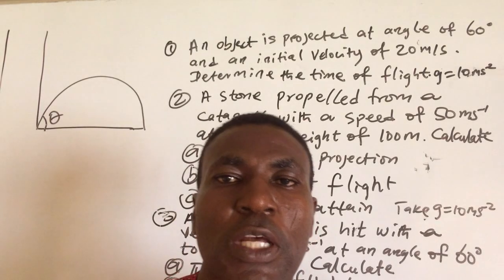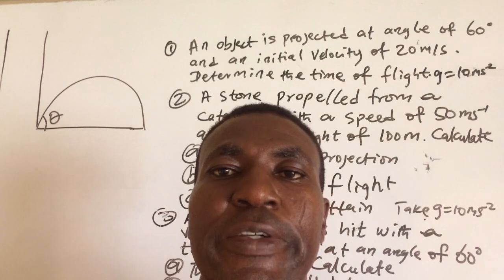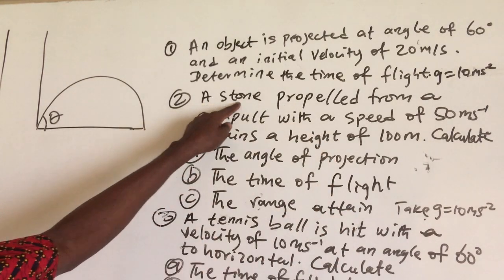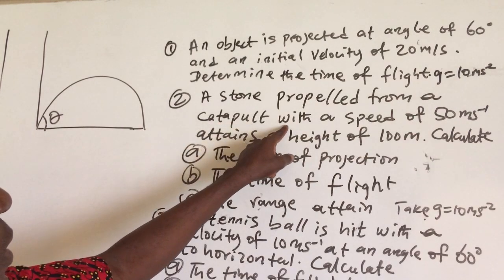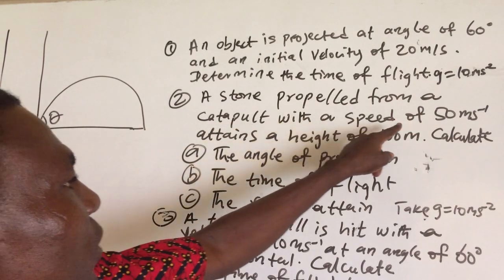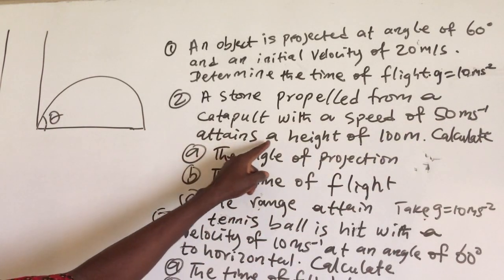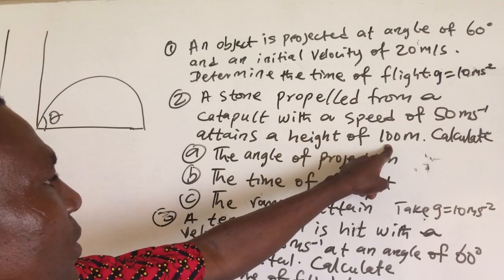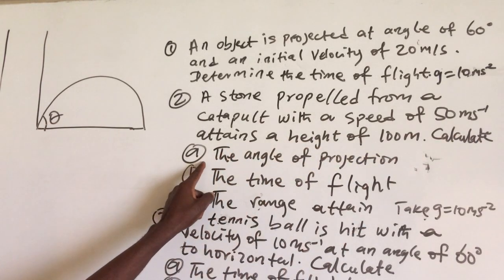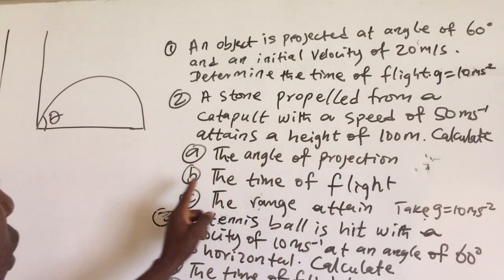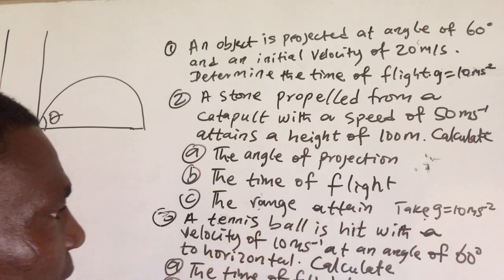This is the second question I am solving under projectile, okay? This second question says, a stone propelled from a catapult with a speed of 50 meters per second attains a height of 100 meters. Calculate A, the angle of projection, B, the time of flight, C, the range attained.